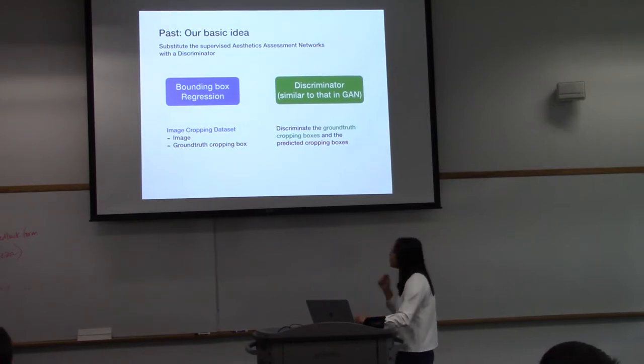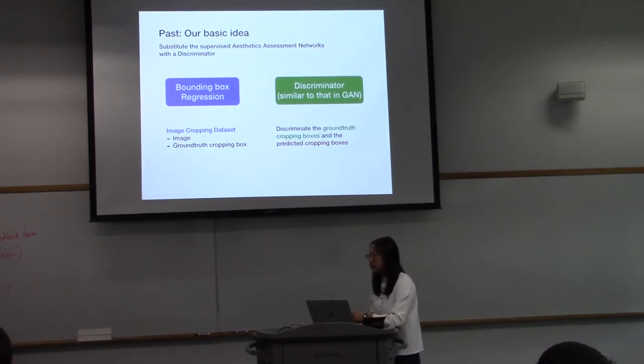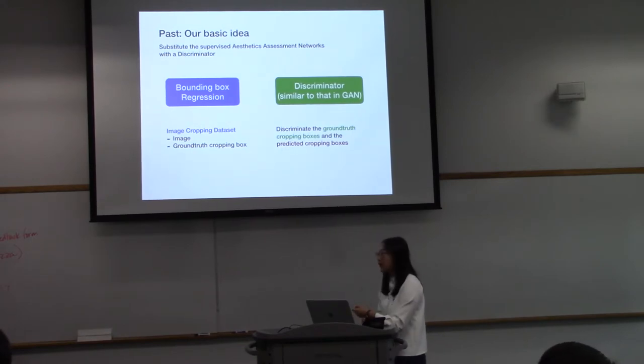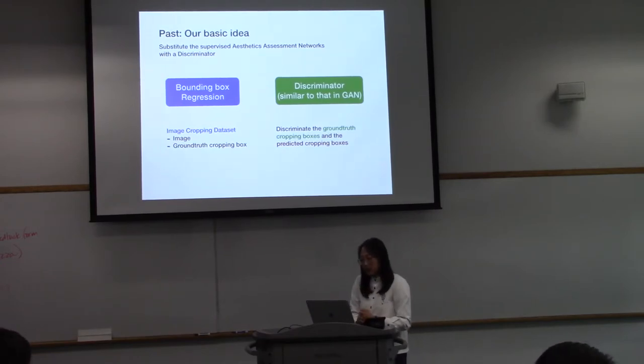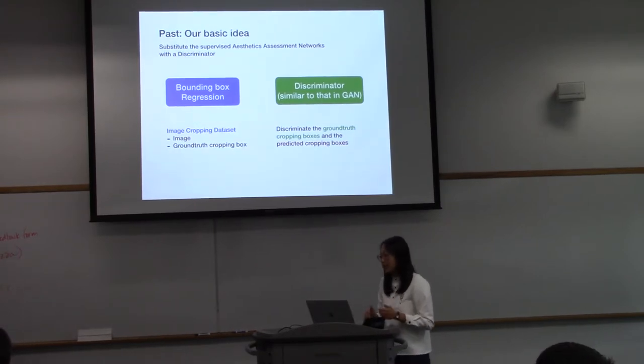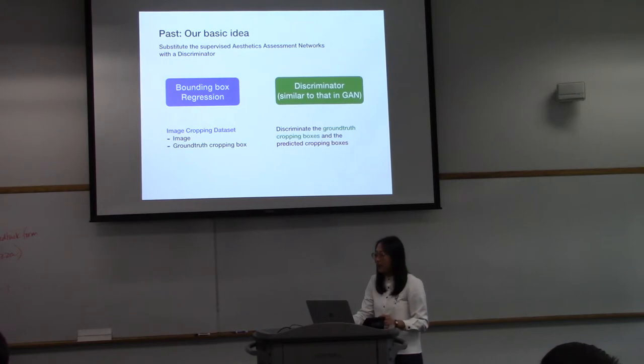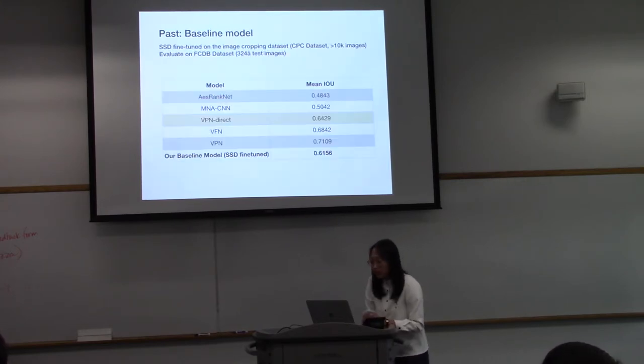So in our project, we are trying to explore a weakly supervised way to substitute the strongly supervised assessment network. Our basic idea here is to use the discriminator. Training in an adversarial fashion, we expect the network to explore by itself which cropping is more similar to the ground truth in the sense of aesthetic quality. We will look into some details of our architecture in a minute, after I introduce our baseline model.